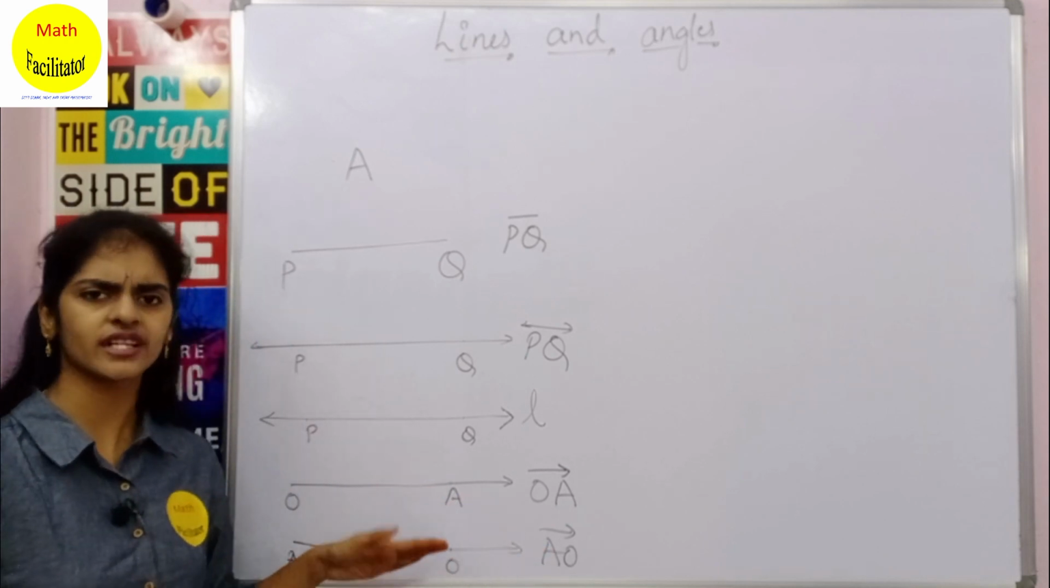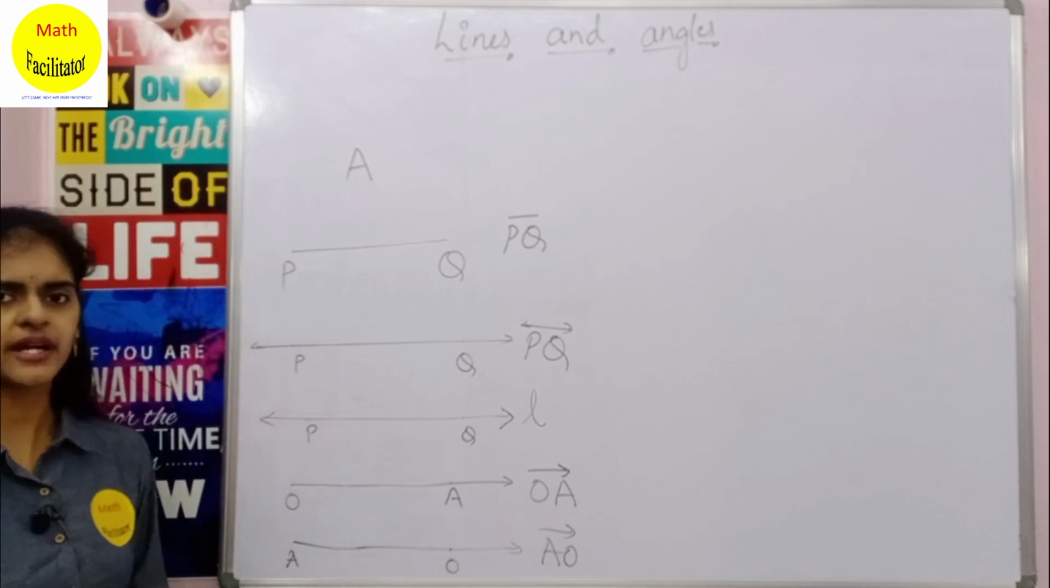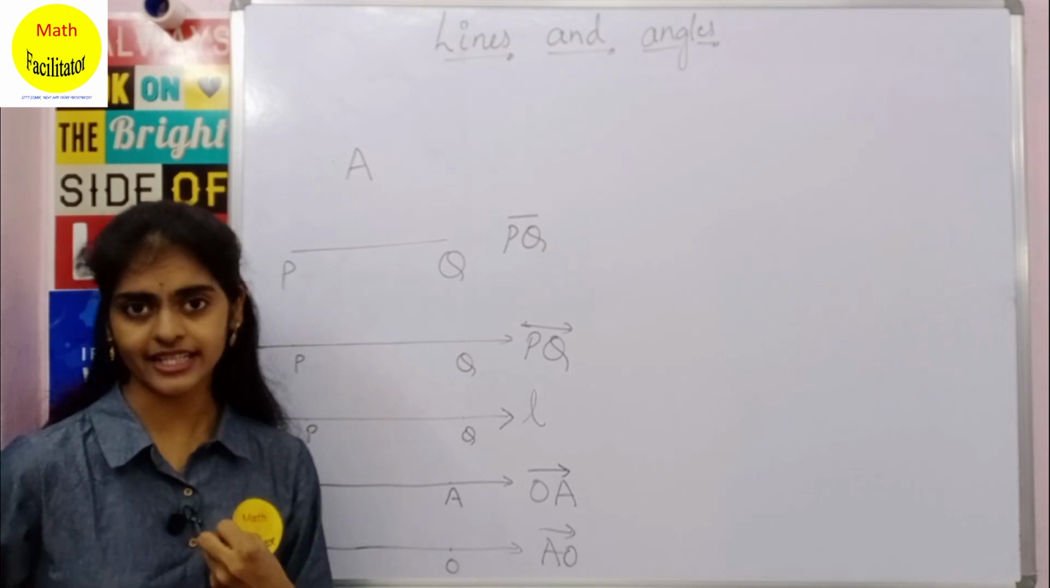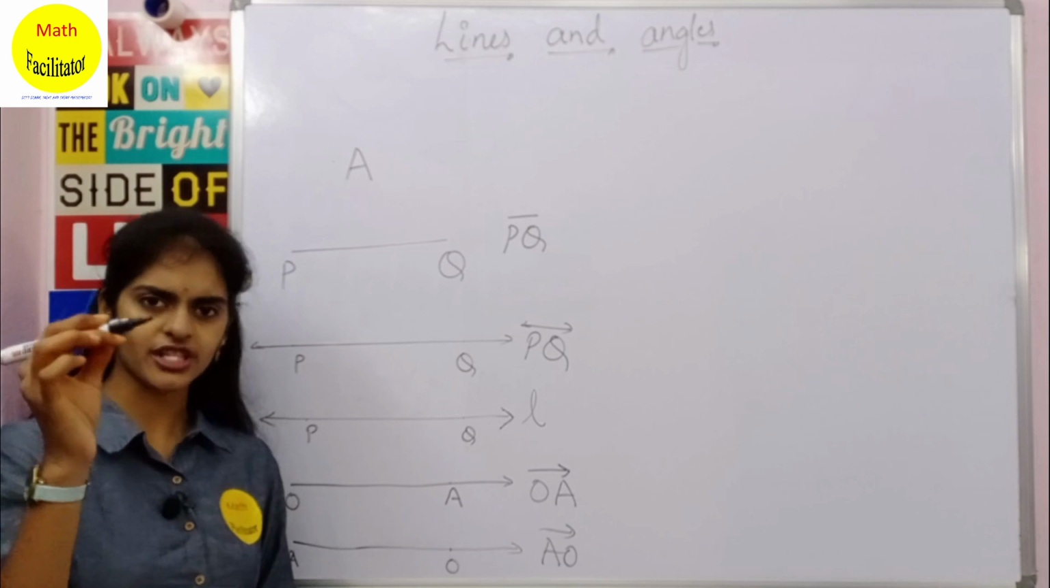Now can you tell me what are the examples of a ray? Now you see, you have electric bulbs at home, or you have a torchlight at home. When you switch on the torchlight, what happens?